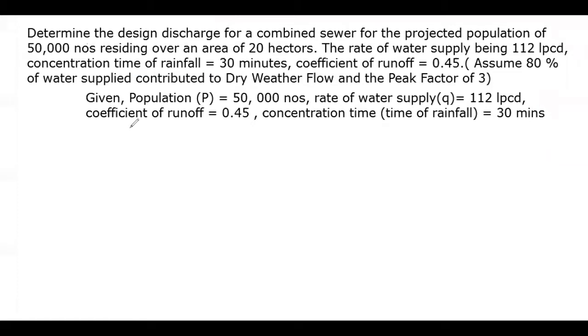Now friends, we know that the discharge in the combined sewer is the sum of the discharge in the sanitary sewer and the discharge in the storm sewer, Q sanitary and Q storm. So we shall determine the discharge associated with the sanitary sewer, Q sanitary, first. Likewise, we will determine Q storm.